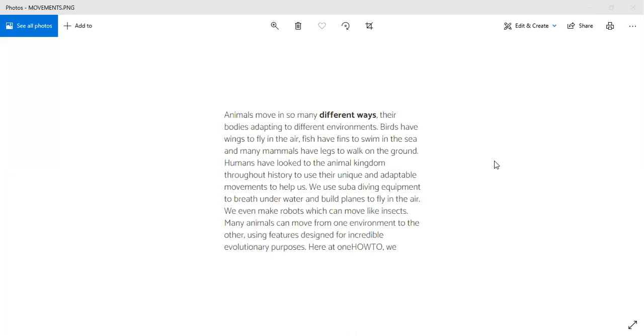Okay, read, Supriya. Birds have wings to fly in the air, fish have fins to swim in the sea, and many animals have legs to walk on the ground. These are mammals, not just animals. What is written? Mammals. Okay, they are also animals only.